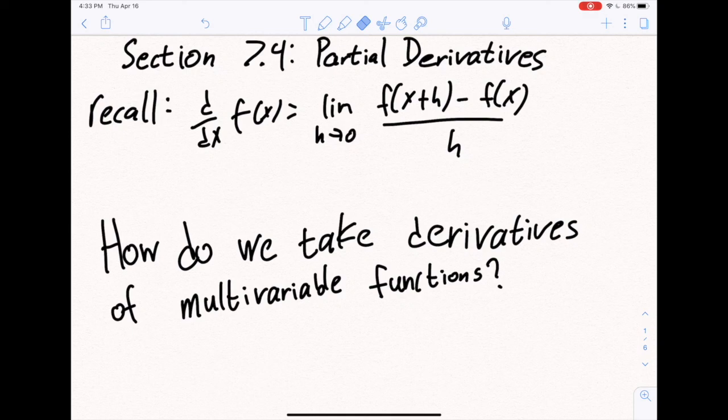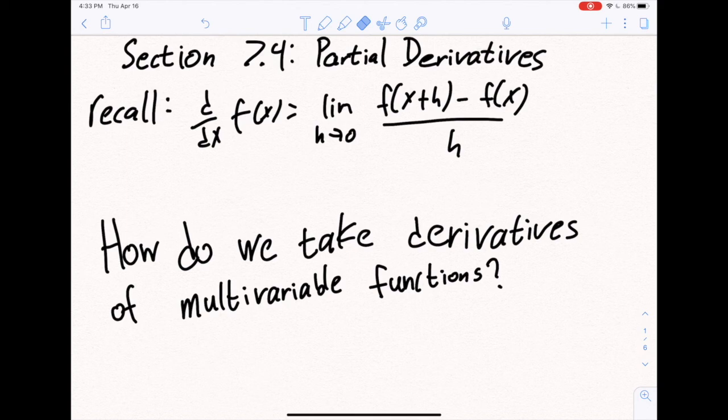Here in section 7.4, we will cover partial derivatives. Recall earlier in the semester, the definition of a derivative with respect to x of a function f of x is the limit as h approaches 0 of f of x plus h minus f of x over h. Now here, this leads to a natural question: how do we take derivatives of multivariable functions?